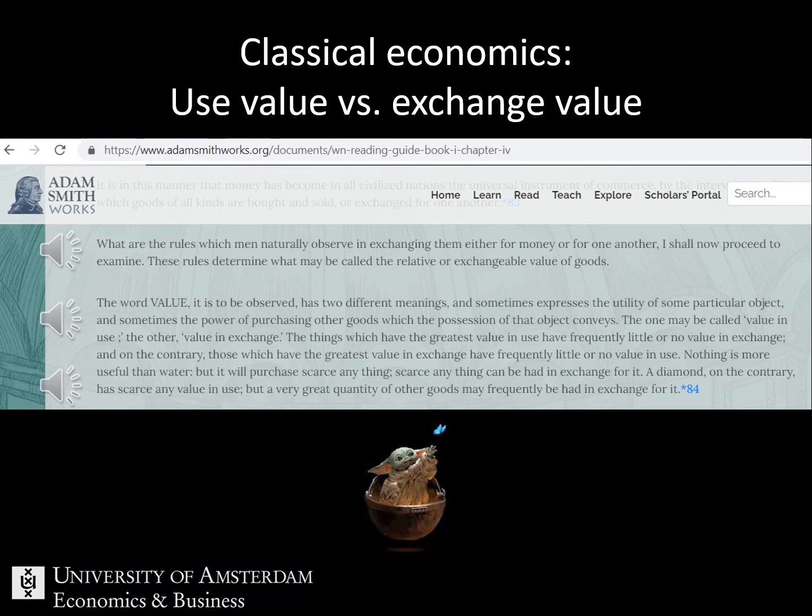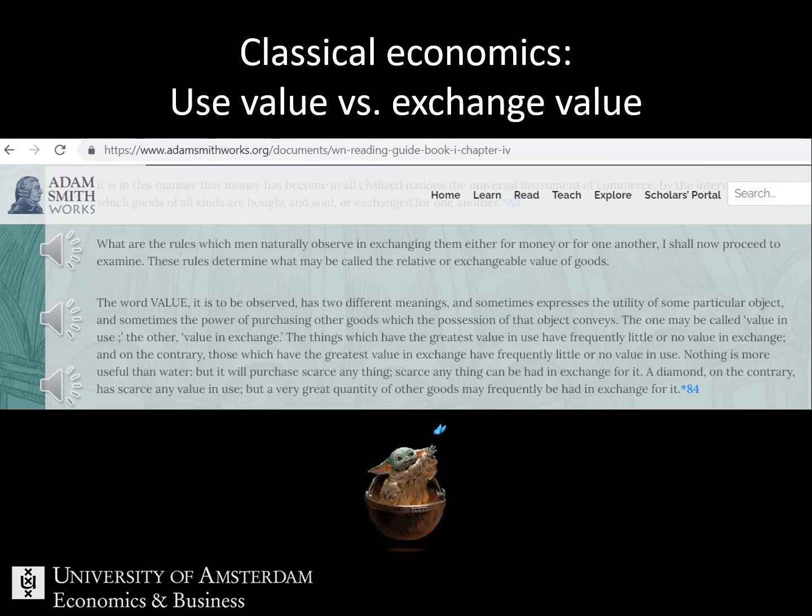In their search to what determines the value of goods, Smith introduced a distinction between use value and exchange value in a Yoda-like description. "What are the rules which men naturally observe in exchanging them either for money or for one another? I shall now proceed to examine. These rules determine what may be called the relative or exchangeable value of goods. The word value, it is to be observed, has two different meanings and sometimes expresses the utility of some particular object and sometimes the power of purchasing other goods which the possession of that object conveys. The one may be called value in use, the other value in exchange.